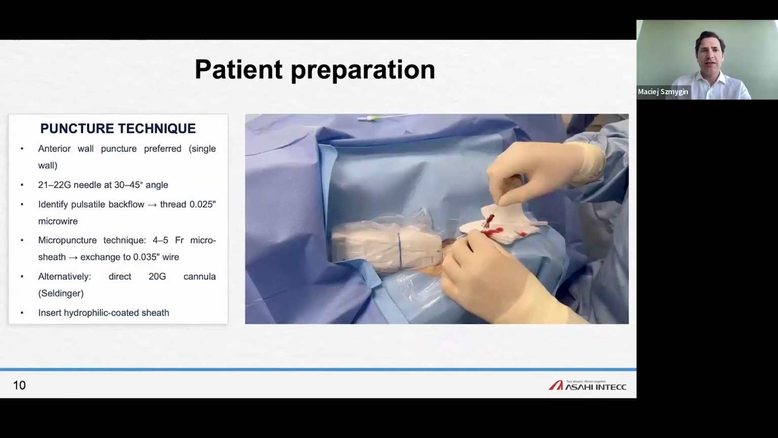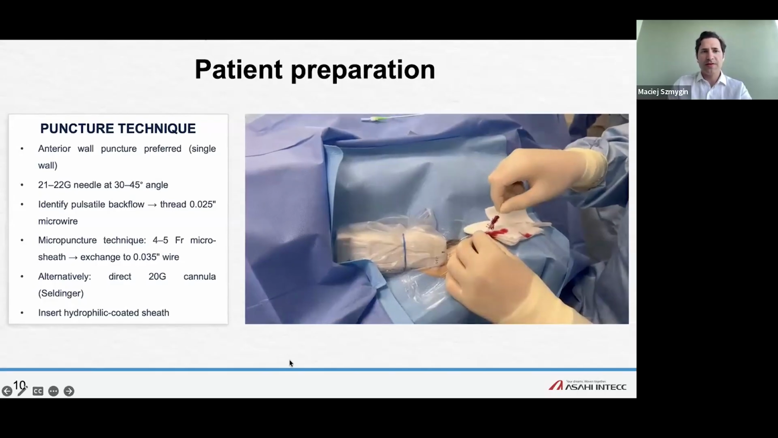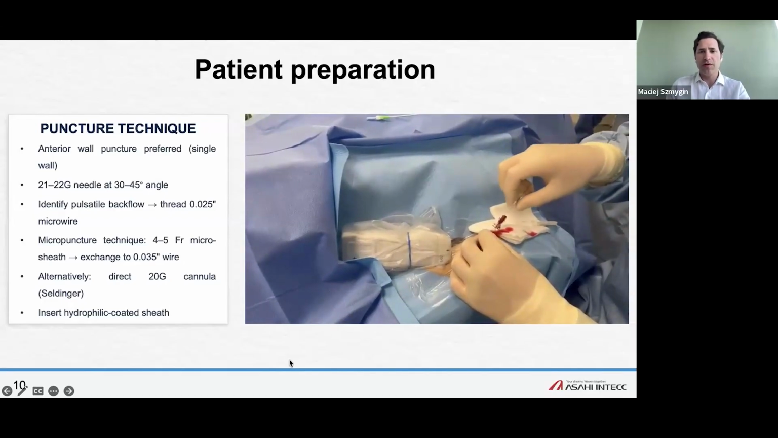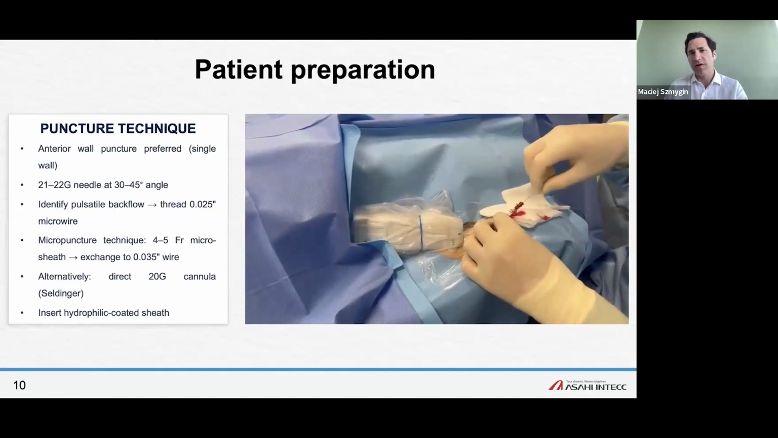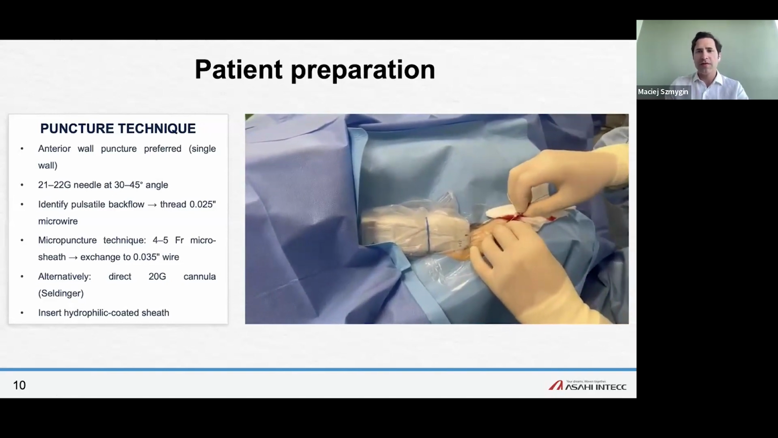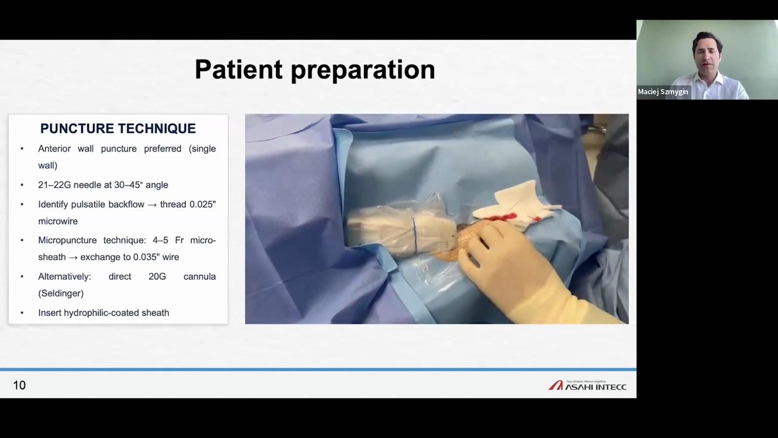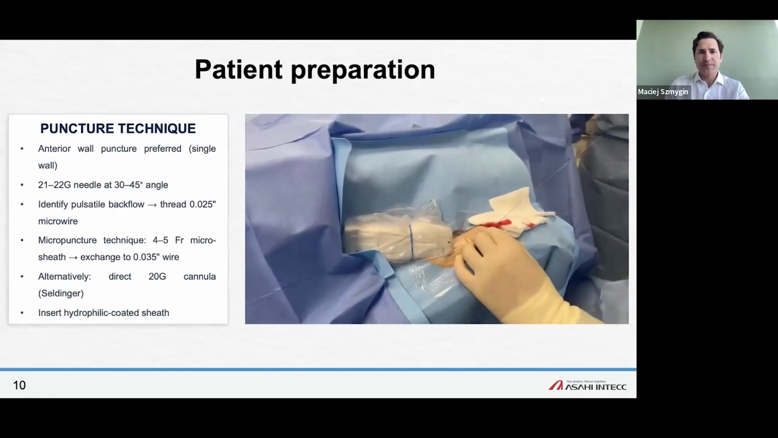The puncture technique. It's better to use single wall puncture at a 30 to 45 degree angle. We have a pulsatile backflow. Then we introduce the wire. We always encourage people to use ultrasound. You can see the artery, you can see our needle, so it's very safe.